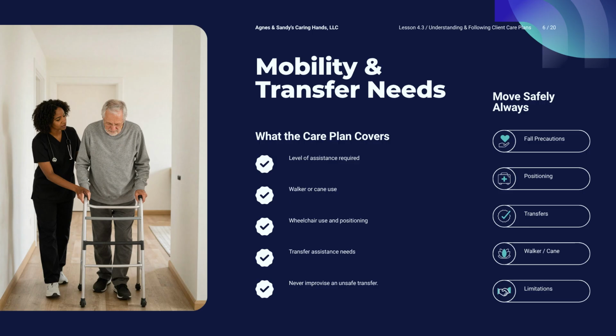Mobility instructions are especially important because improper assistance can result in serious injury to both the client and care partner. The care plan may identify the client's normal level of assistance and any approved mobility devices or transfer procedures. Follow those instructions. If a transfer appears unsafe or the client suddenly requires significantly more assistance than indicated in the care plan, do not simply improvise. Protect the client from immediate danger and contact your supervisor for guidance according to agency procedures.